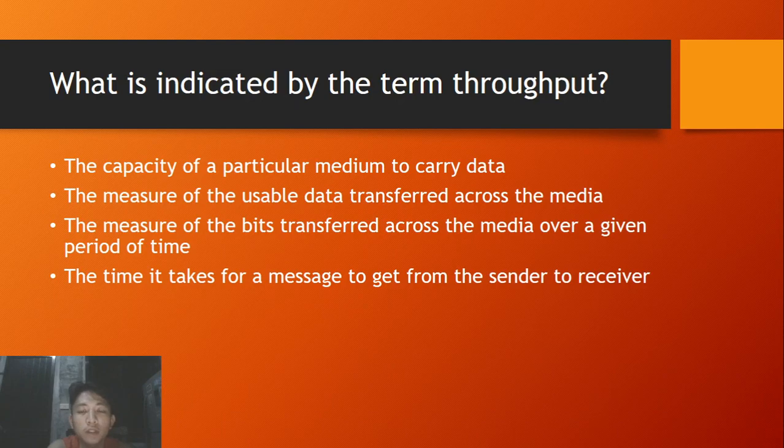Why? Throughput is the measure of the transfer of bits across the media over a given period of time. Throughput is affected by a number of factors such as EMI and latency, so it rarely matches the specified bandwidth for a network medium. The throughput measurement includes user data bits and other data bits such as overhead, acknowledgement, and encapsulation. The measure of the usable data transferred across the media is called goodput.